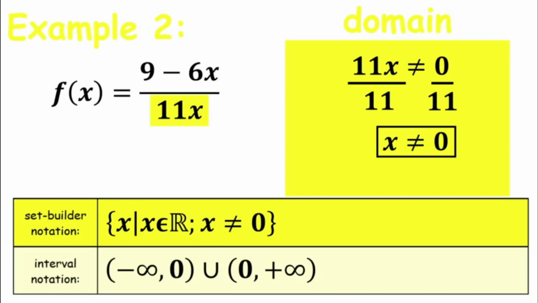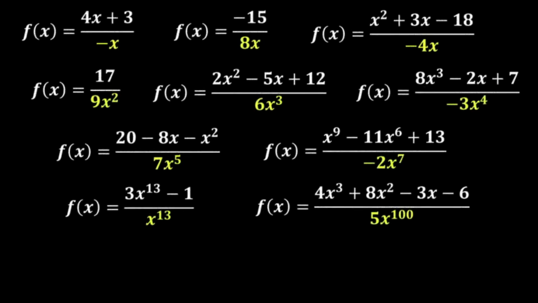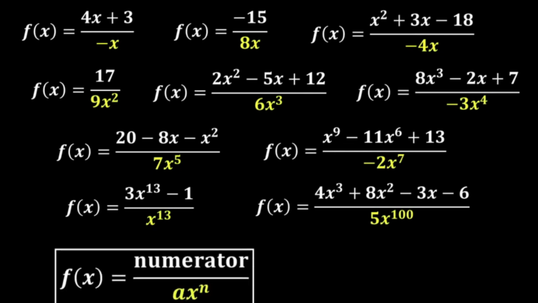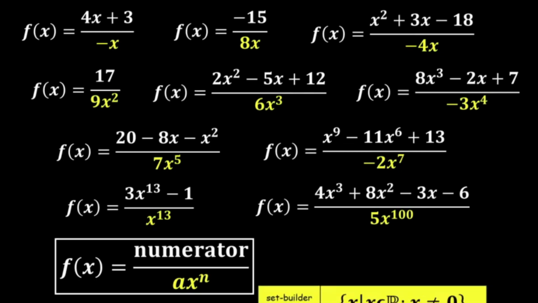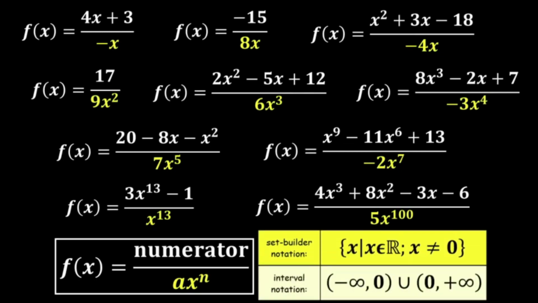By observing the answers to the two previous examples, we can say that if the denominator is just the product of a number and x, the domain is always the set of real numbers except 0. In general, if the denominator is in the form ax raised to n, the domain is always the set of real numbers except 0.